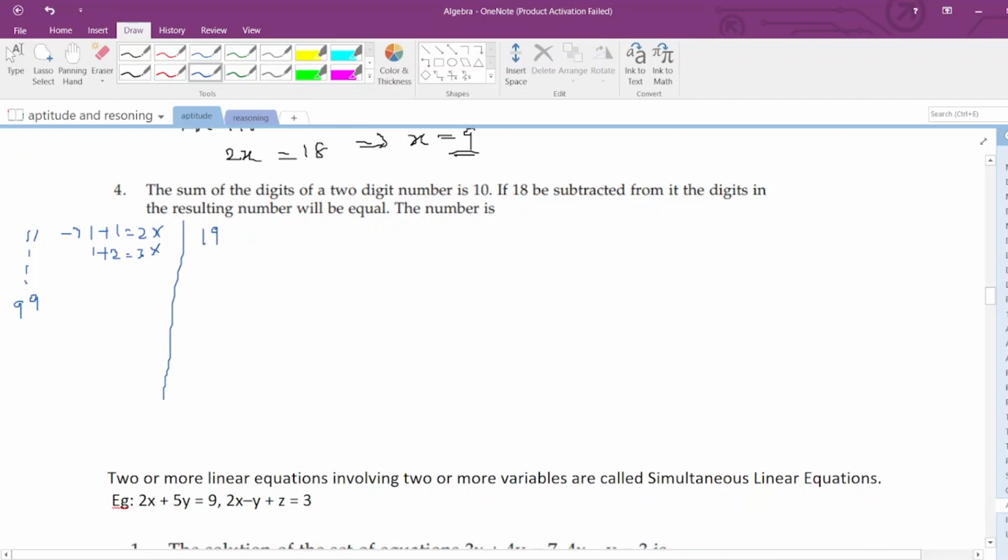19, 28, 37, 46, 55, 64, 73 and 82, 91. These are the 2 digit numbers. If we add those 2 digits we will get result 10, right?